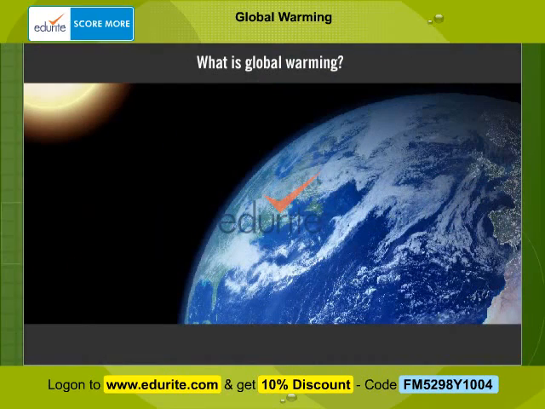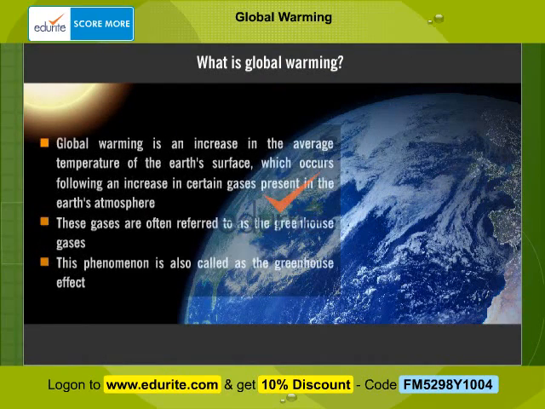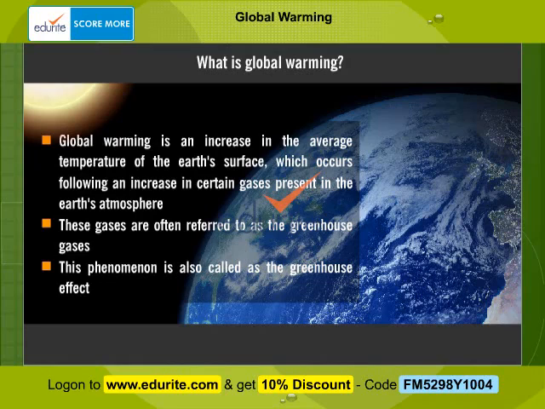What is global warming? Global warming is an increase in the average temperature of the Earth's surface, which occurs following an increase in certain gases present in the Earth's atmosphere. These gases are often referred to as the greenhouse gases. This phenomenon is also called the greenhouse effect.